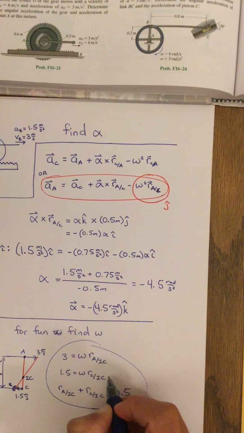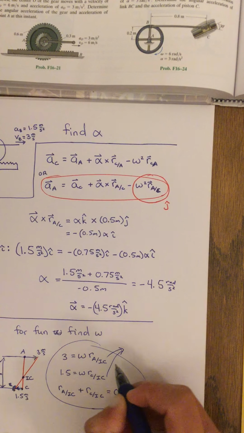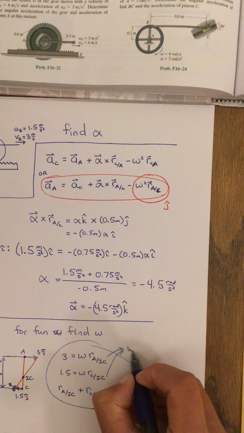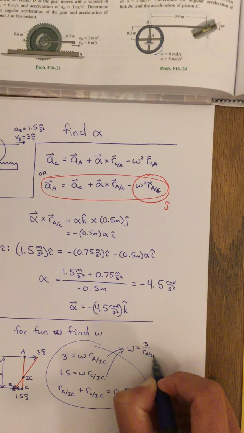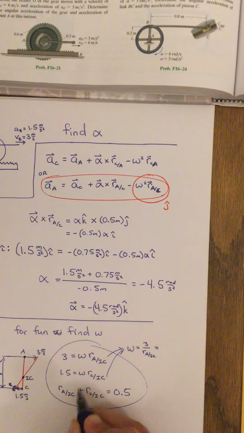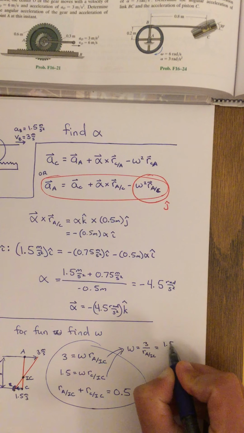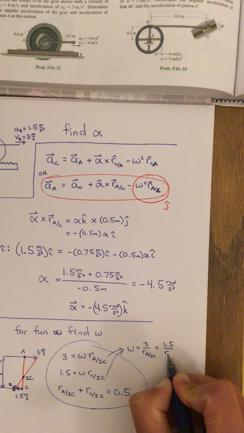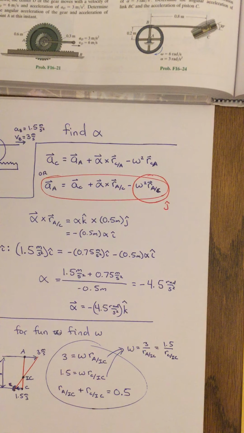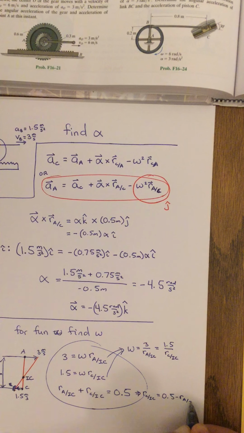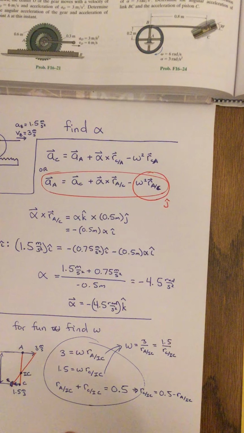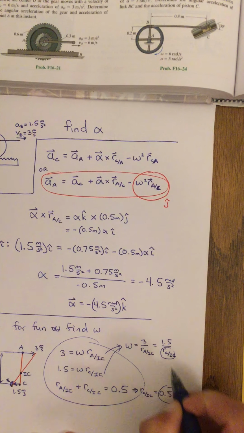So let's take this equation and this equation and solve both of them for omega. So we have omega is equal to 3 divided by the distance 2a from the instantaneous center. From this equation we have 1.5 divided by the distance to point C from the instantaneous center. Then let's take our equation here and solve it for the distance to point C from the instantaneous center. That is 0.5 minus the position of A from the instantaneous center. So take this and put it in here.